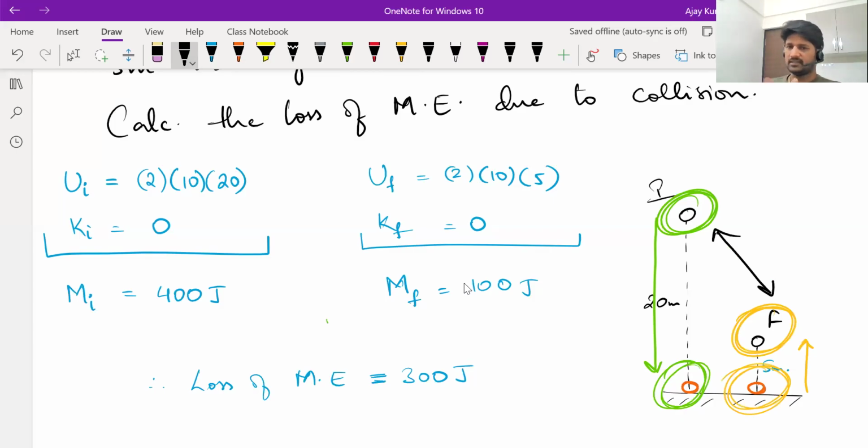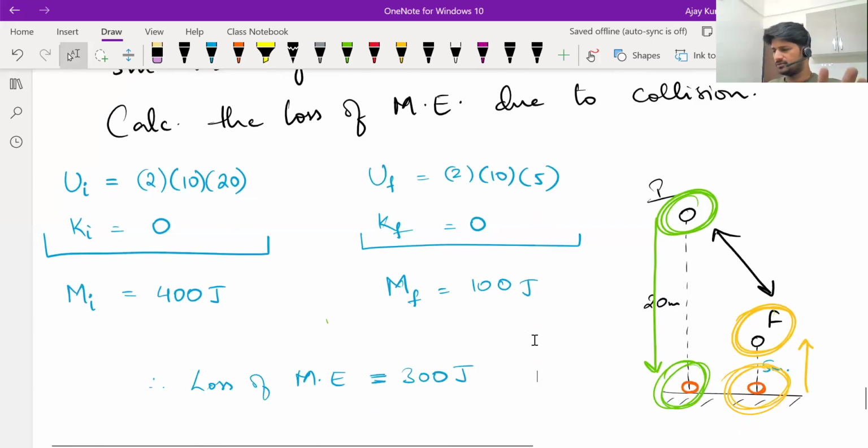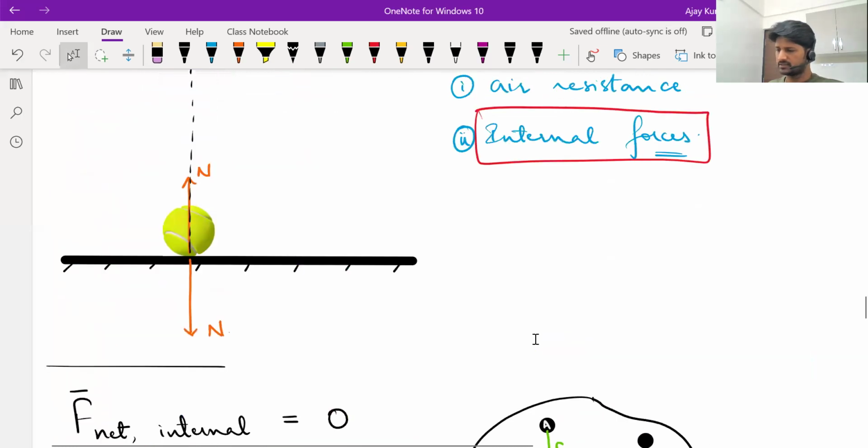Okay. Anyway, these ideas will come with practice only. I'll give you some questions like this for practice in the next worksheet. Fine. Okay. So just some basic understanding of collisions is what we got in this class.